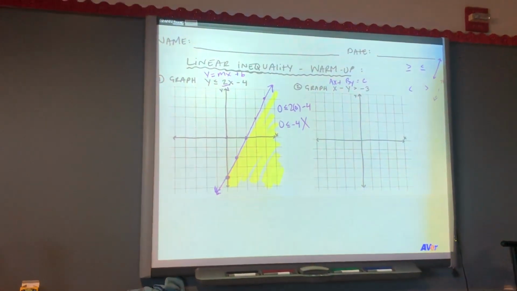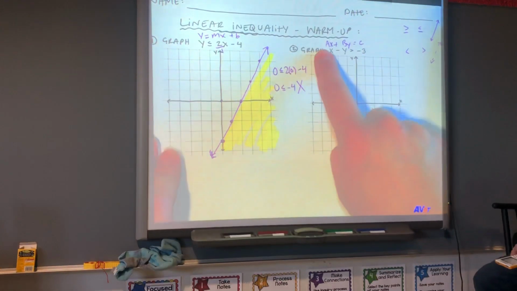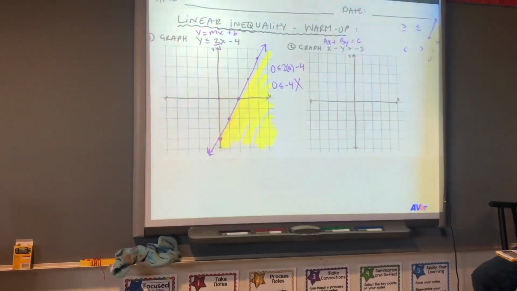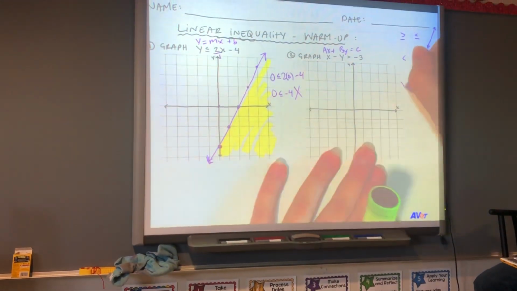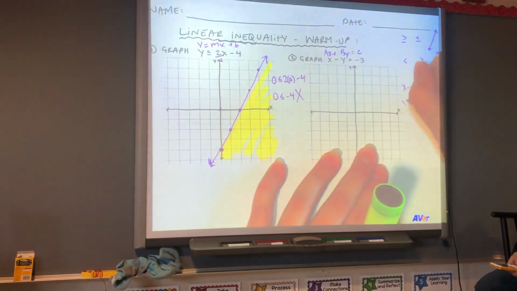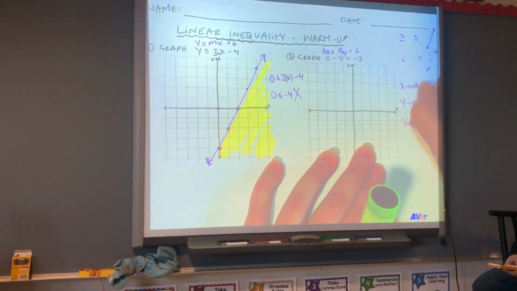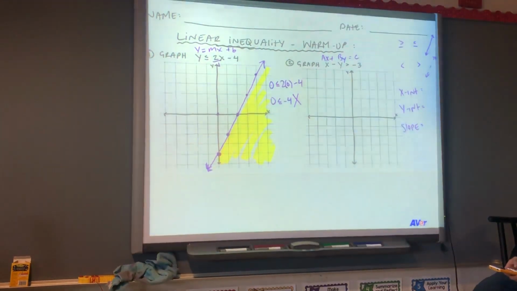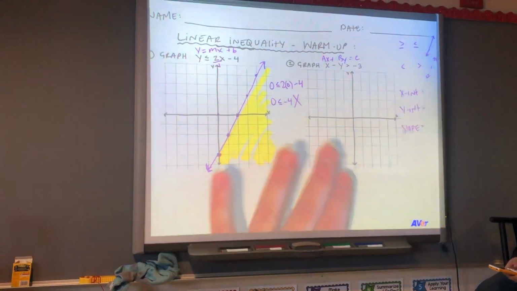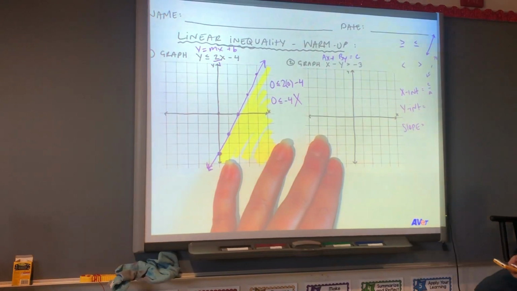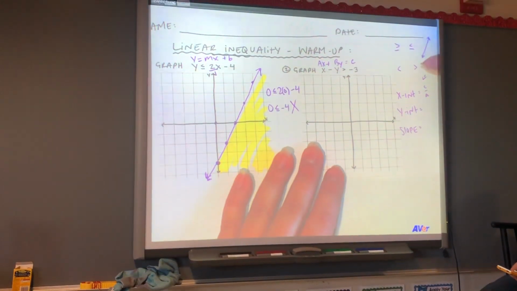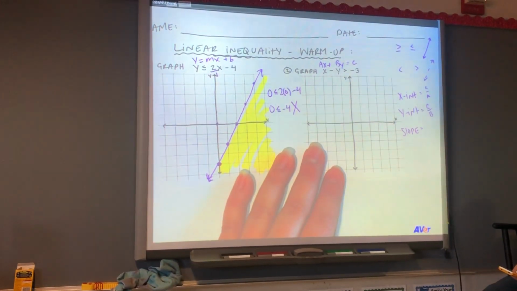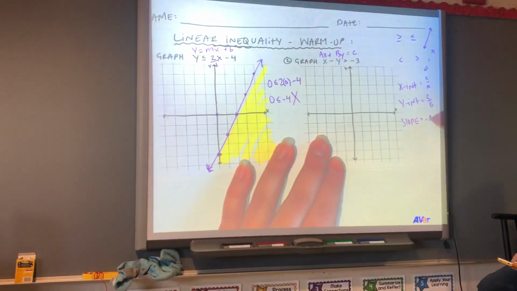All right, let's move on to the next one. It is in standard form, ax plus by equals c. And I have to find my x-intercept, my y-intercept, and my slope. Guys, tell me how to find the x-intercept. C over A. Y-intercept? C over B. And then slope. Negative A over B. Good job.